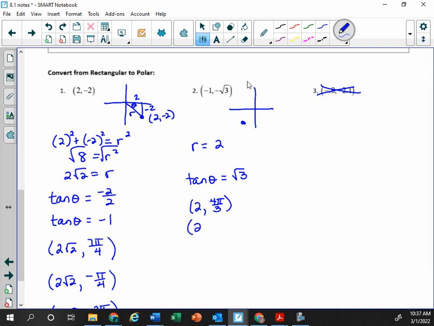You could have also said 2, negative 2 pi over 3. Negative 2, negative 5 pi over 3. Okay, so lots of ways to label it to get to that same spot on the graph. Questions so far? All right, we okay, guys? Are you still alive, Lauren? Maybe.